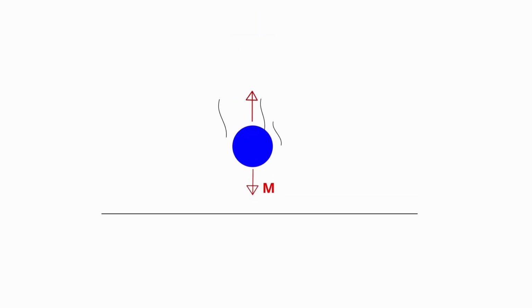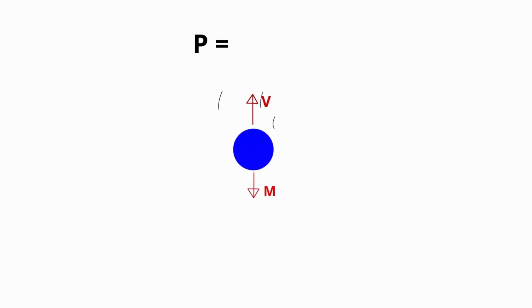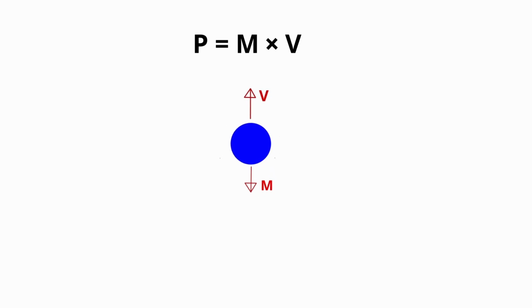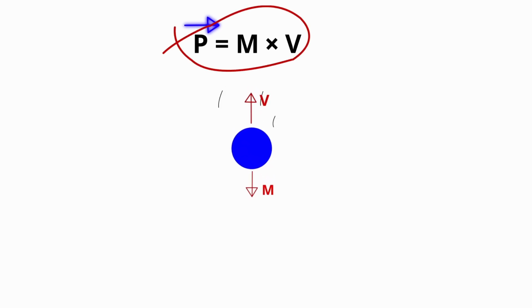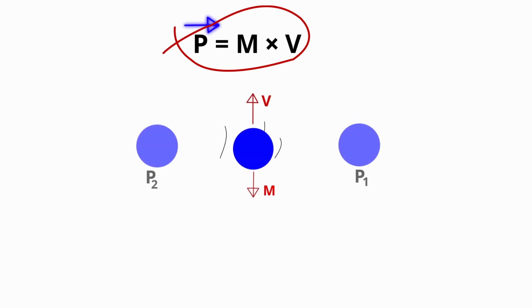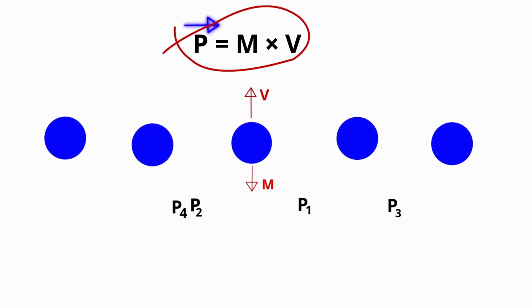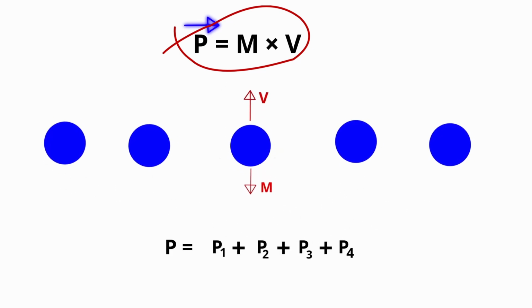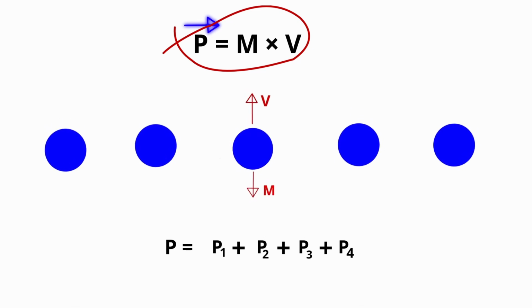If an object has mass m and it's moving at a velocity v, then the product of the mass and velocity is called momentum. It's a vector quantity, which gives us the direction and magnitude both. This equation we use for a single particle system, but if a system has multiple particles, we just add the momentum of each particle present in the system.